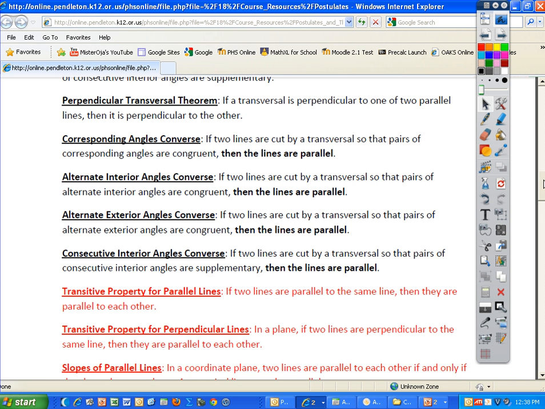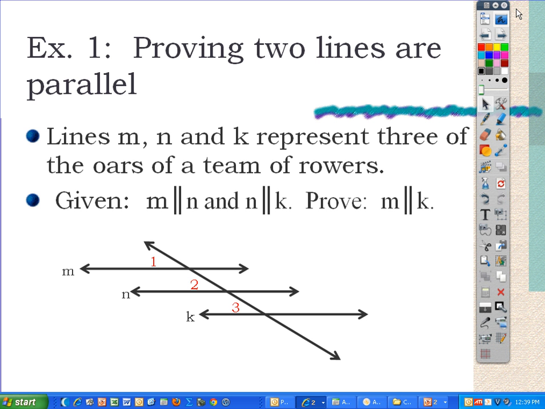That lines M and N, I think, those two, M and N are parallel, right? M and K. Trying to show that M and K are parallel, so we got to use one of these. Well, which one is it? If we go back to our picture, here's the angles we're looking at, 1 and 3.